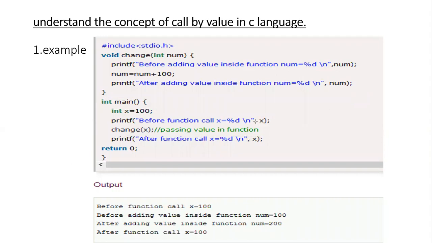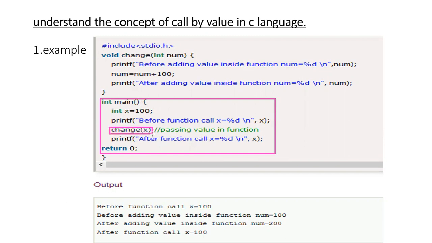And this main is my calling function. Here you can see the argument passed over here, that is x, which we call the actual parameter. So you understood this.